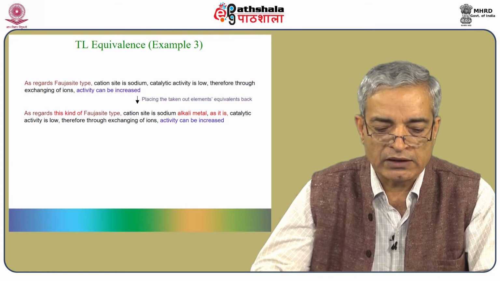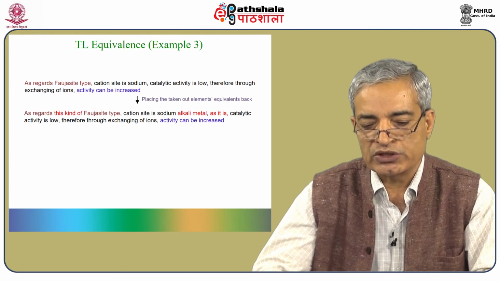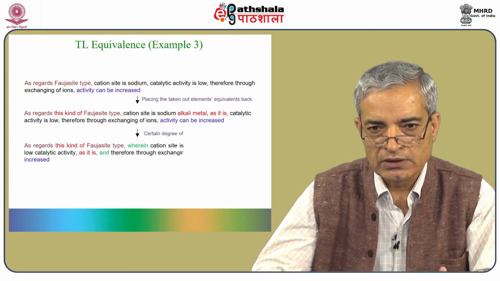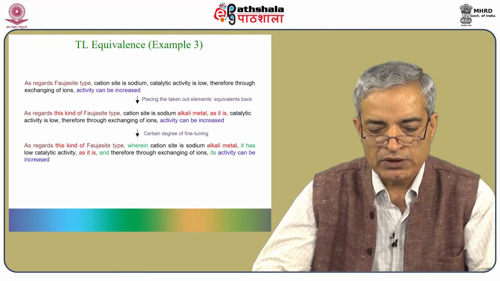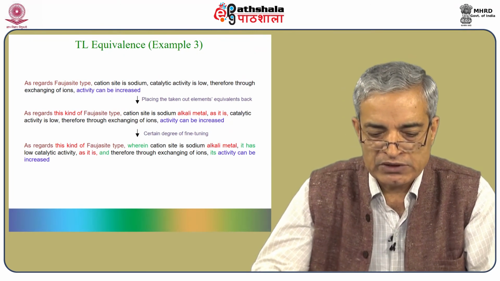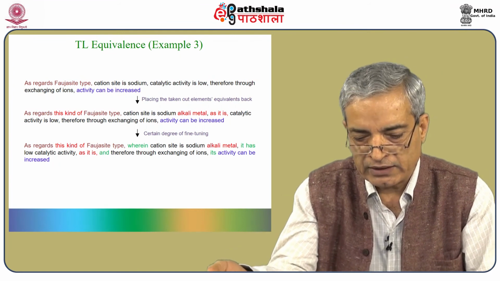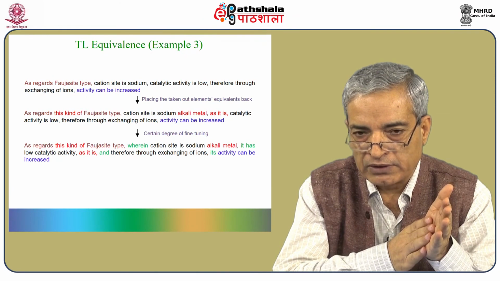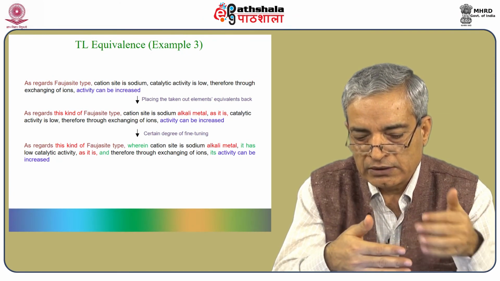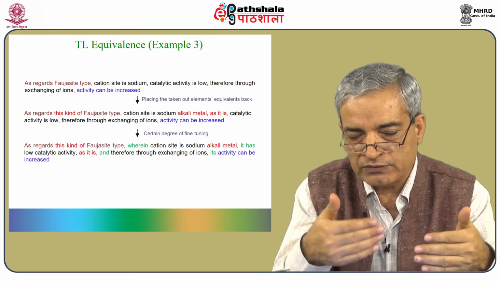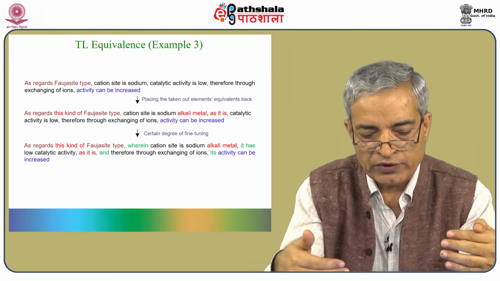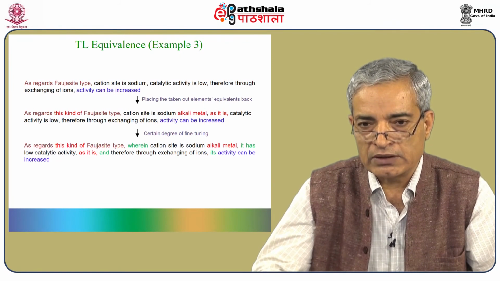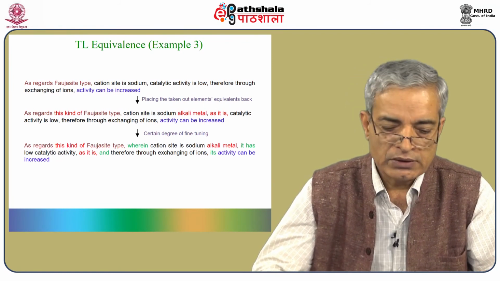As it is, catalytic activity is low, therefore through exchanging of ions, activity can be increased. This makes good degree of sense. Let's do some degree of fine tuning. You can see the green elements here, wherein I have explained in the previous example, it helps in connecting the adjectival clause or the clause which you want to bring after the macroframe, and 'it has' or 'its activity' are the minor additions.